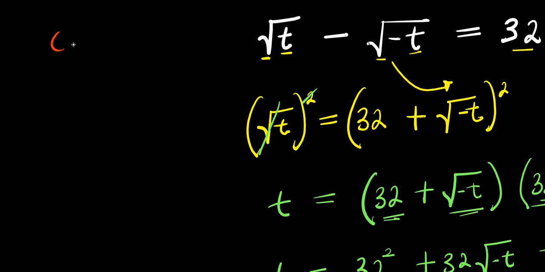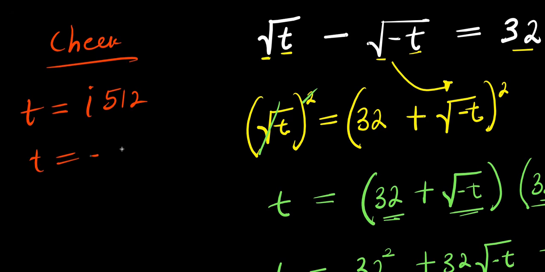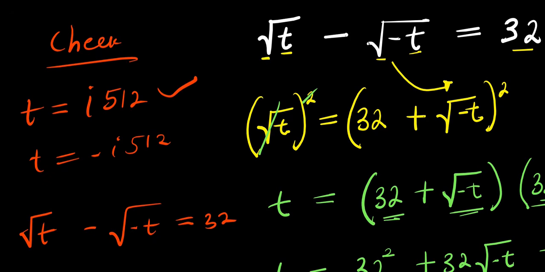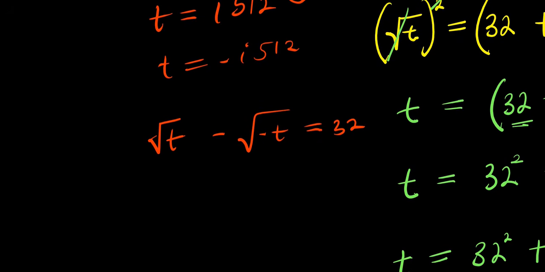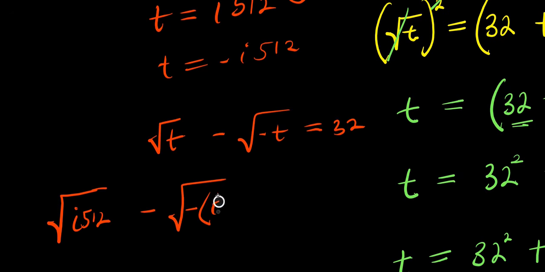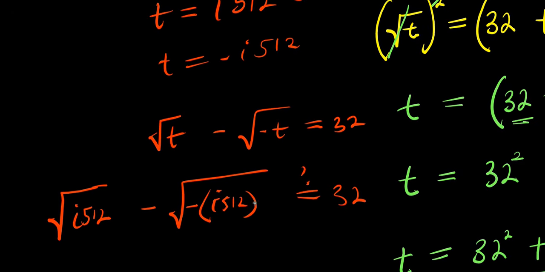Let me do it right now. You have t equals positive 512i and t equals negative 512i. So you insert it right here. That will be square root of t minus square root of negative t equals 32. If you consider this one now, you simply have square root of i times 512 minus square root of negative i times 512. Is this equal to 32? I want you to do it and drop it on the comment box.